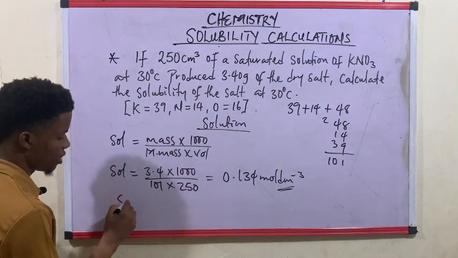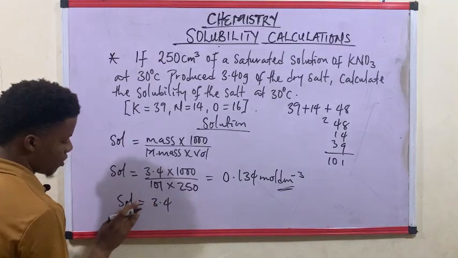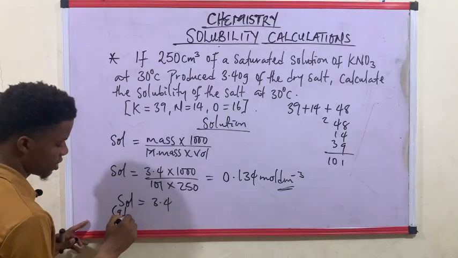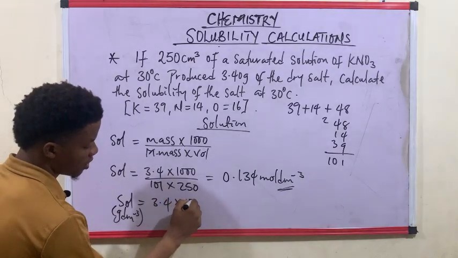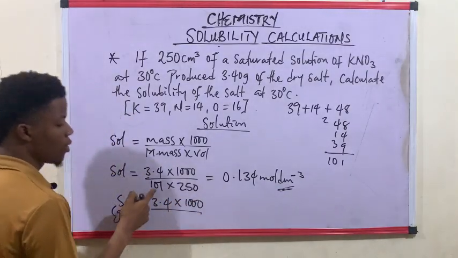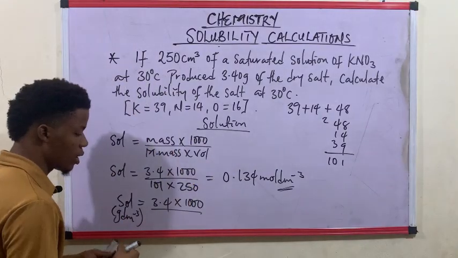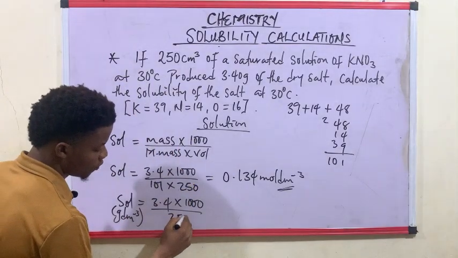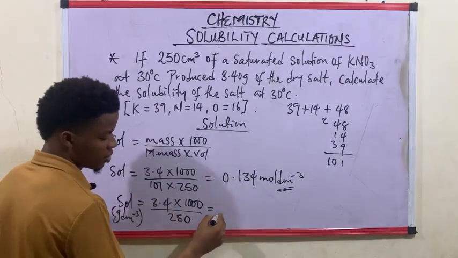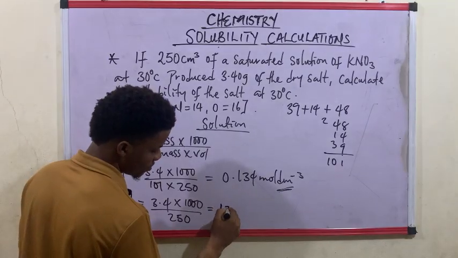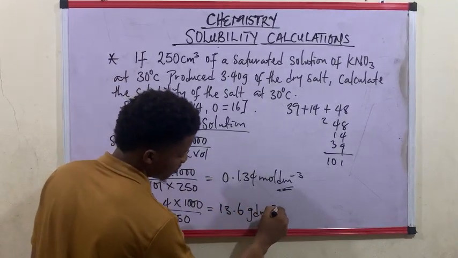For solubility in gram per dm cube, the solubility is equal to the mass, 3.4, in gram per dm cube. So we have 3.4 times 1000 all over, and we are not going to use our molecular mass. For gram per dm cube, we are not working with molecular mass. So we just say all over 250. When you multiply and divide, you are going to get 13.6 grams per dm cube.